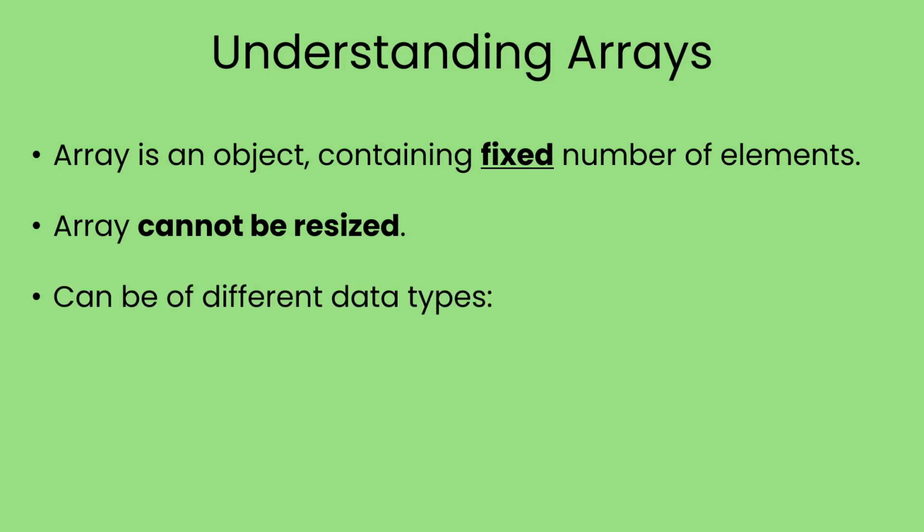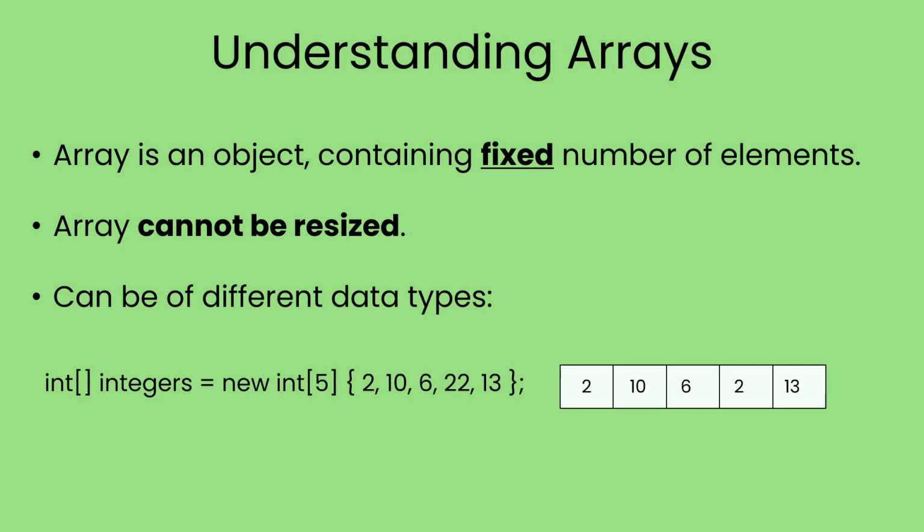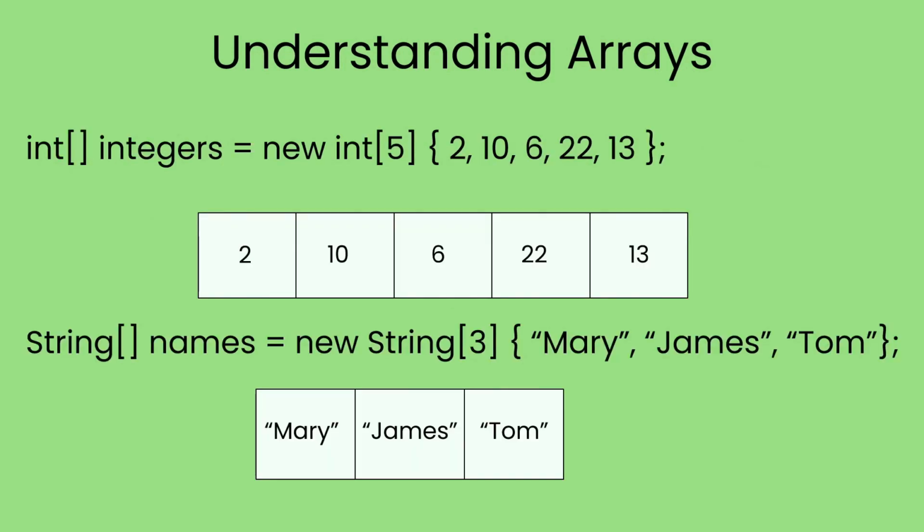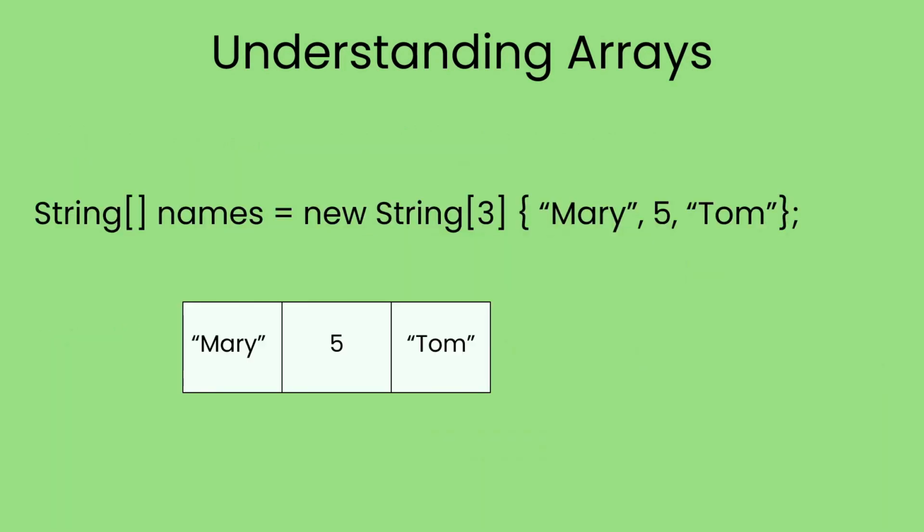Arrays can be made of different data type values, including primitives and objects. For example, you can create an array of primitive integers, strings, or any other object types. But each element in the array has to be of the same type. You cannot have an element with an integer value inside an array made of string values.